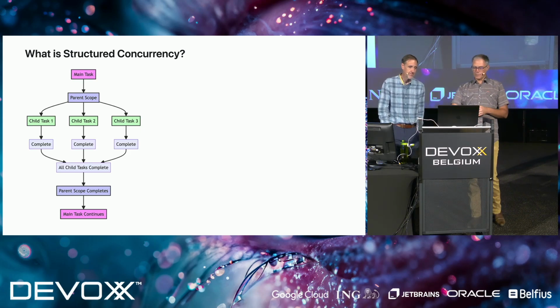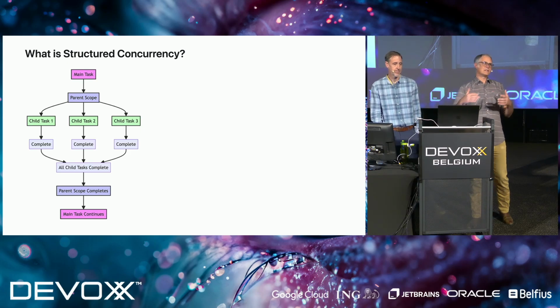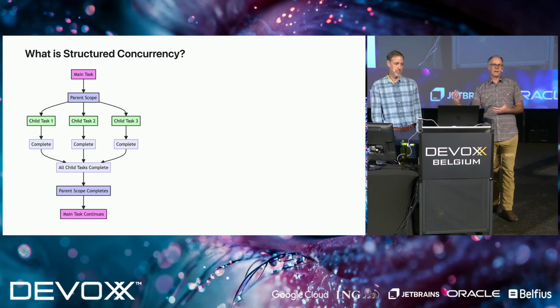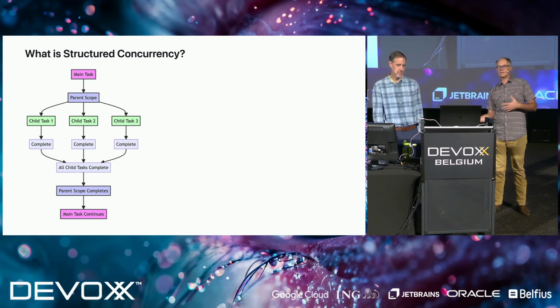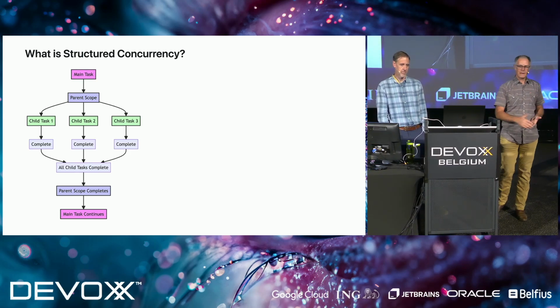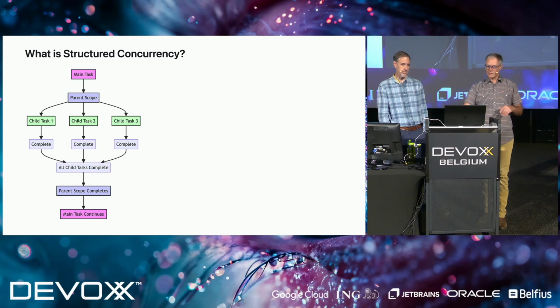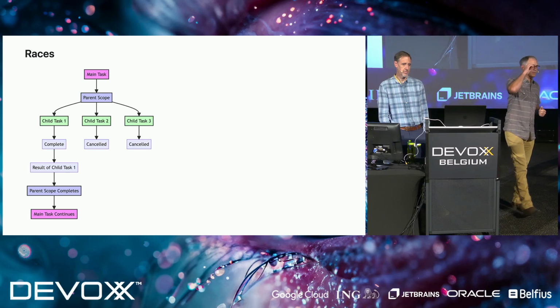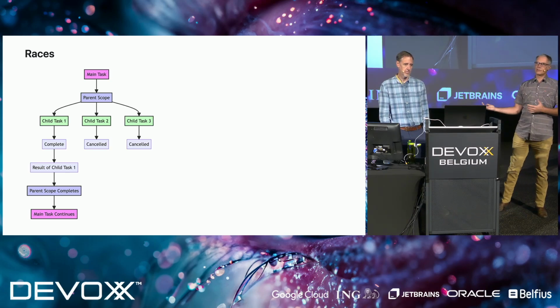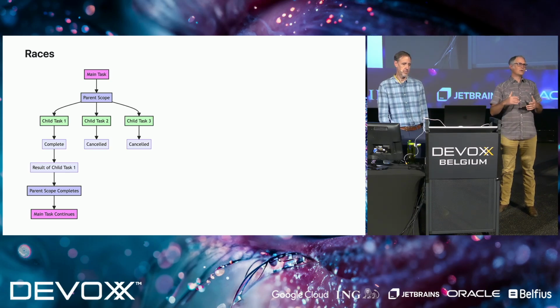So that's our basic introduction to structured concurrency. There are a lot of elements that typically come into structured concurrency, like how do we deal with errors, how do we deal with cancellation, how do we deal with resource management, and we're going to go into some examples of those as we go.